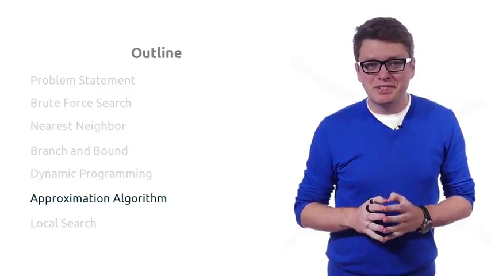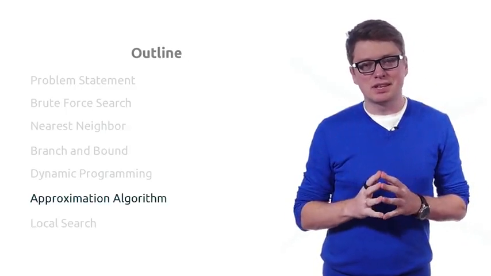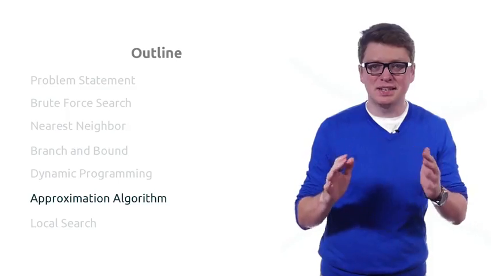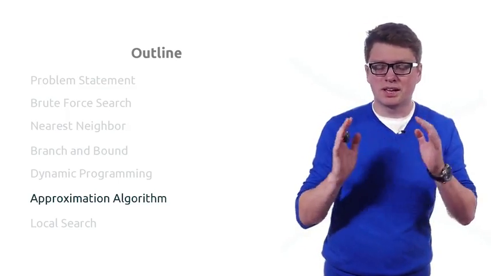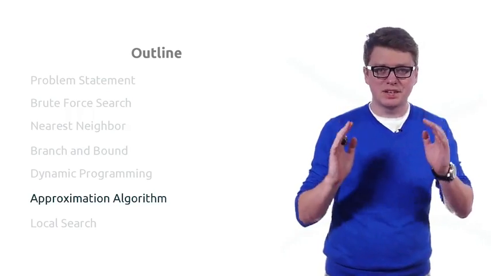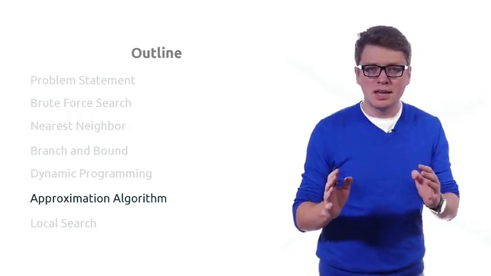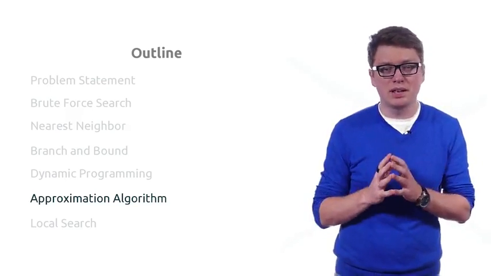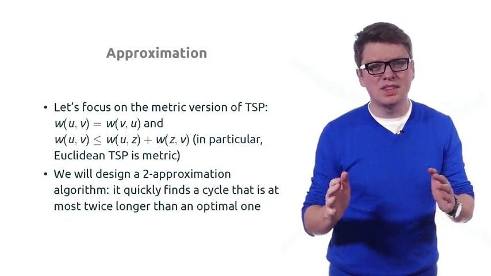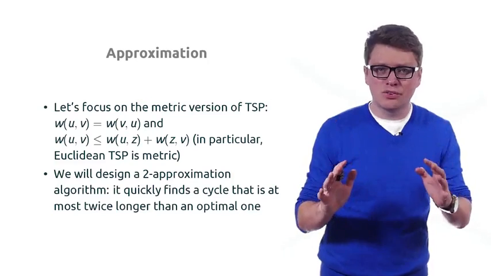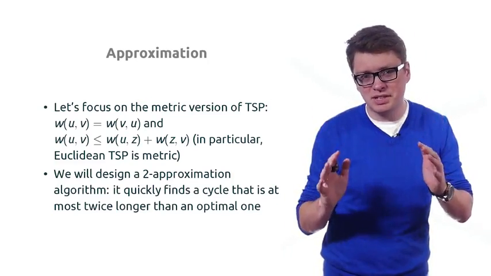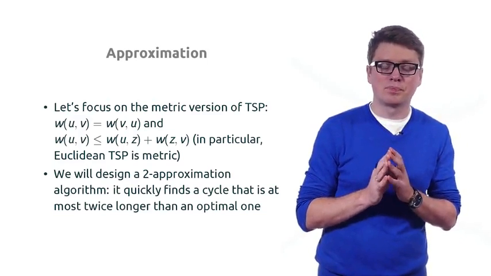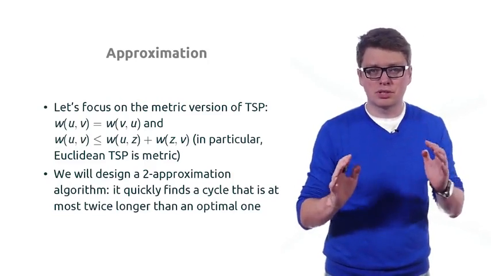As we've discussed in the previous videos, the exact solutions that we currently have for the traveling salesman problem do not guarantee us any polynomial running time. So we currently do not have any algorithm that is guaranteed to produce an optimal solution in polynomial time, say in n squared or n cubed or even n to the power 100. Okay, so what we're going to do in this case is we're going to design an algorithm which is guaranteed to produce quickly a solution which is at most twice longer than an optimal one. Such an algorithm is called a 2-approximate algorithm.